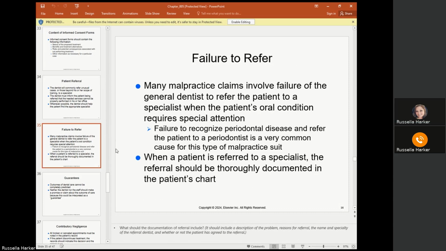So in that referral, it should have a description of the problem, a reason for the referral, and the name and specialty of the referral dentist, and whether or not the patient has agreed to the referral.